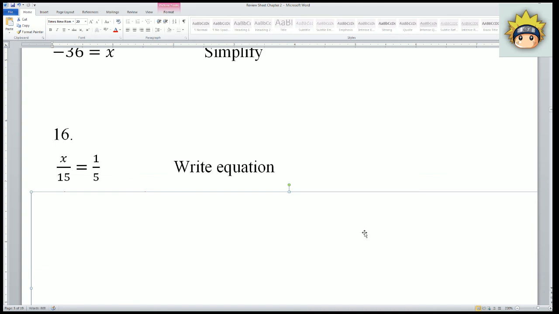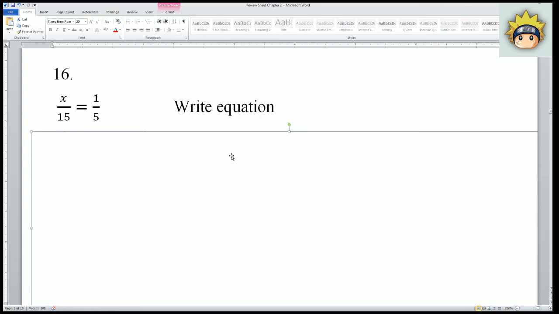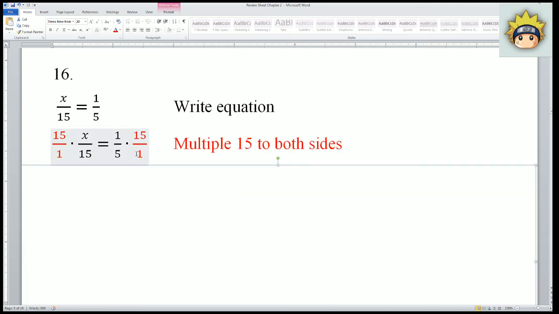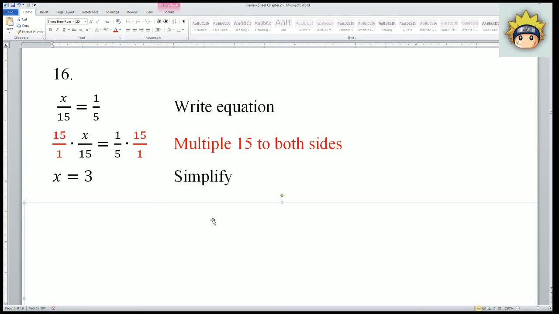Number 16, we have x over 15 is equal to 1 over 5. What is attached to the x so far? We have a divide by 15. So, to get x alone, we have to use the inverse operation. The inverse of divide by 15 is to multiply by 15. I multiply 15 to both sides. After I multiply 15 to both sides, the left hand side just becomes x. The right hand side becomes 15 over 5, which is simplified into 3.